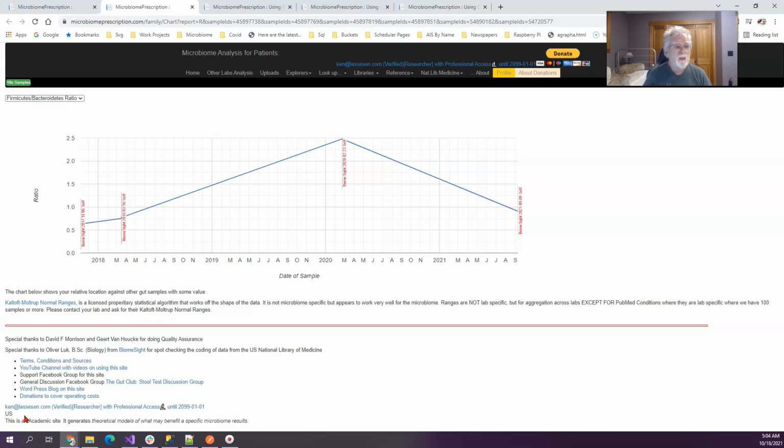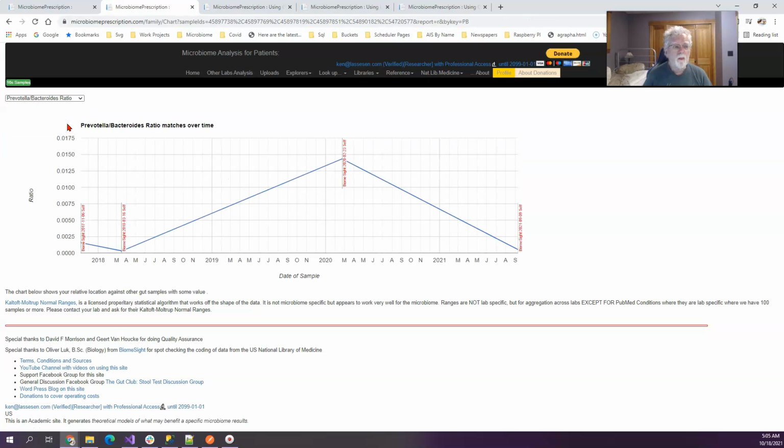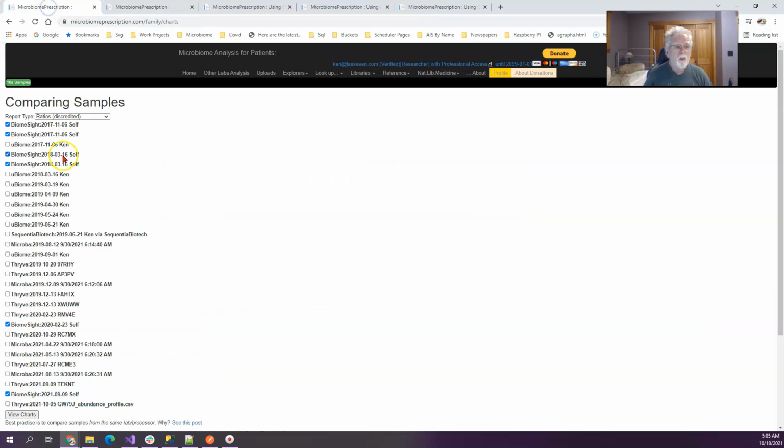So there we see my ratio of Firmicutes versus Bacteroidetes, and up to 2.5 coming back down. And that one ratio, also notice that because Prevotella is a relatively small number, the ratio tends to be pretty small numbers between them. So that's pass one. I'm going to go back and actually reload the page. And what I'm going to do is just do my uBiome samples.